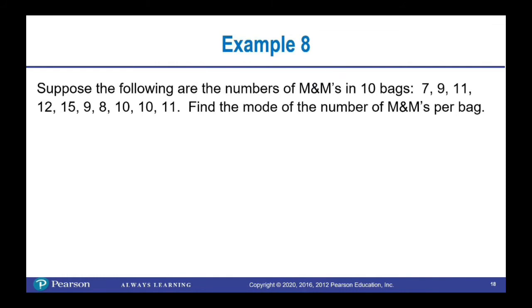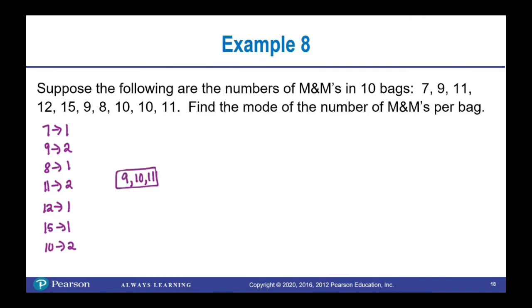Now look at example 8. Again, we're asked to find the mode, but this time for the number of M&Ms per bag. 7 is used once, 9 is repeated twice, 8 is only listed once, 11 is listed twice, 12 is listed only once, 15 is listed only once, and 10 is listed twice. The most frequent values here would be 9, 10, and 11.